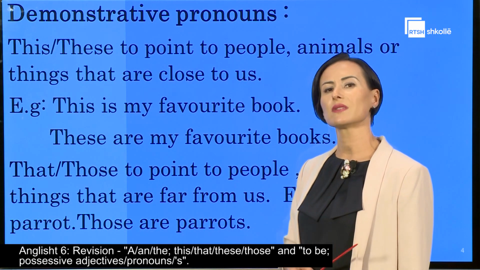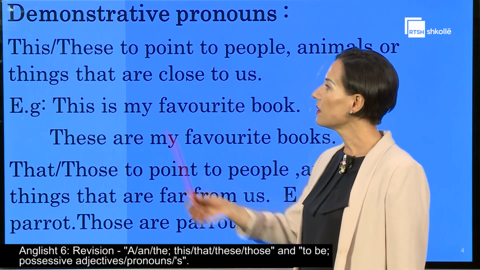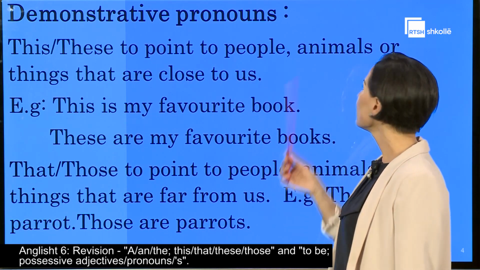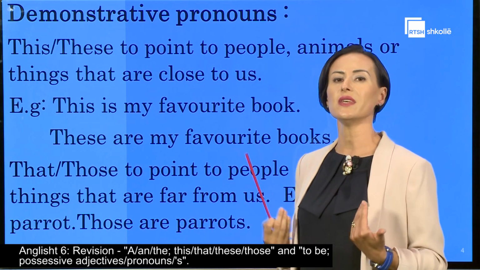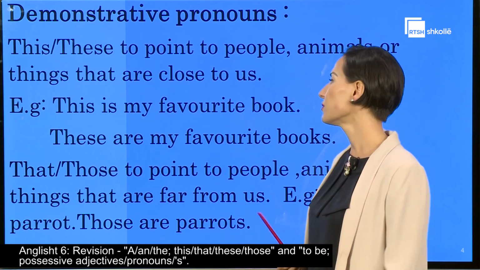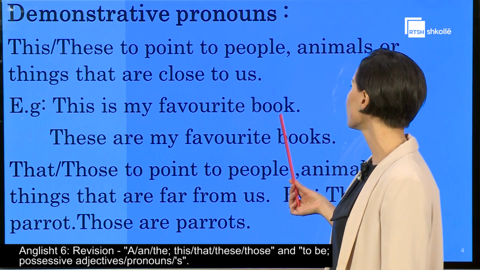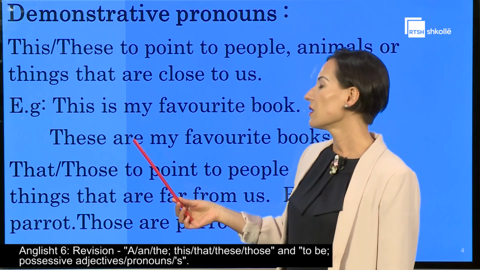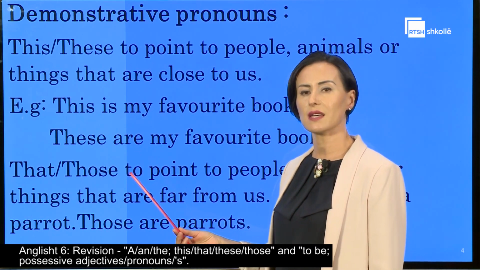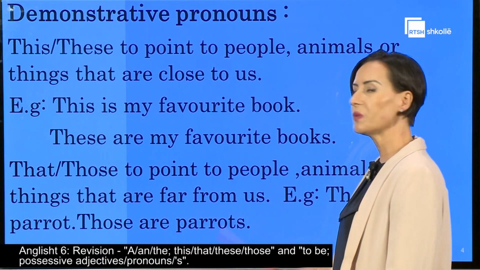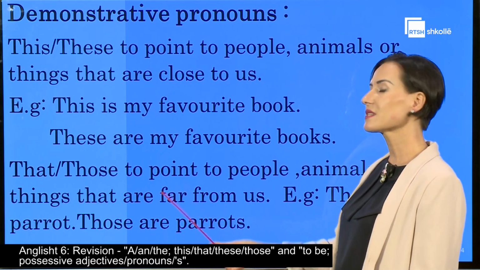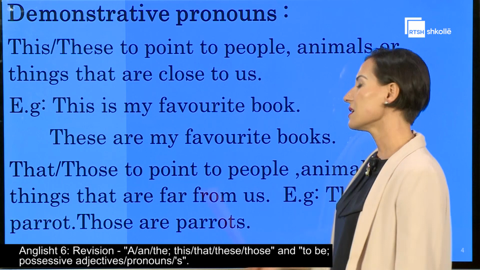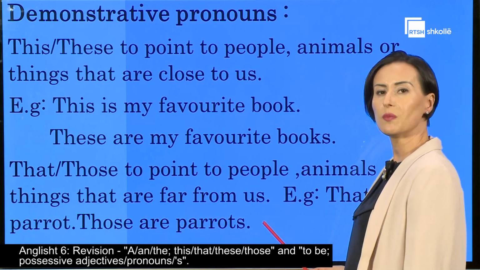Now let us go on with the demonstrative pronouns. This or these are used to point to people, animals, or things that are near us, close to us. For example, this is my favorite book. These are my favorite books. The demonstrative pronouns that and those are used to point to people, animals, or things that are far from us. For instance, that is a parrot. Those are parrots.